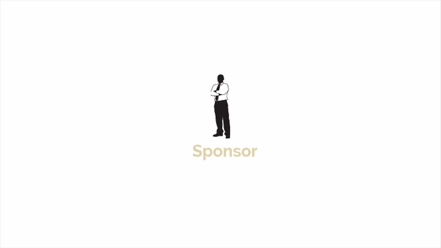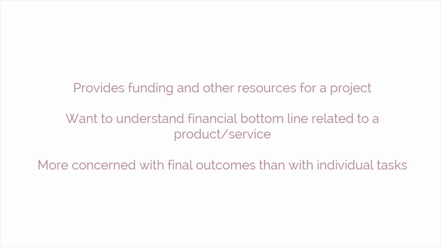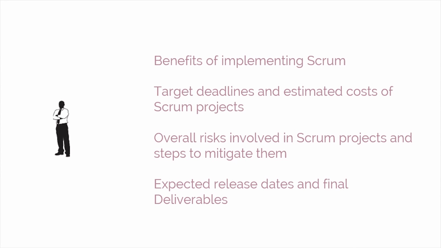One key stakeholder is the sponsor, the individual who provides the funding and other resources for a project. Sponsors want to understand the financial bottom line related to a product or service and are typically more concerned with the final outcomes rather than with individual tasks. It's important that the sponsors who are funding the project have clarity on issues such as the benefits of implementing Scrum, target deadlines, and estimated costs of Scrum projects, overall risks involved in Scrum projects, and the steps to mitigate them, and finally, expected release dates and final deliverables.